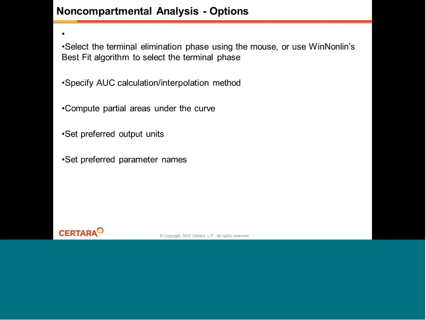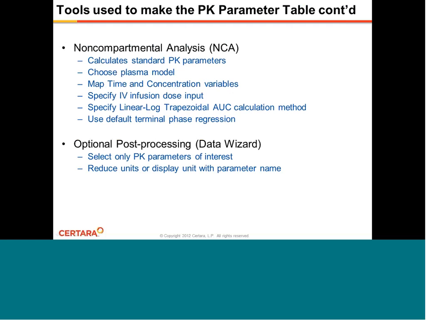Some additional options in non-compartmental analysis include the ability to select the terminal elimination phase using the mouse, or use WinNonlin's best fit algorithm to select the terminal phase. You can specify the AUC calculation and interpolation method, whether it's linear or log, compute partial areas under the curve, and set preferred output units and parameter names. That's a bit of the background about the NCA that's used to calculate these PK parameters.